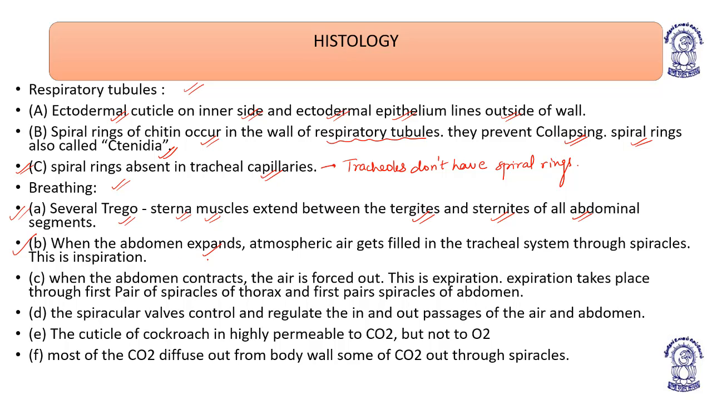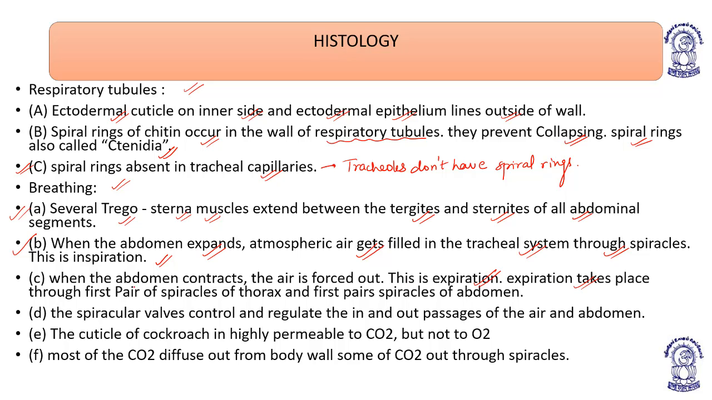When the abdomen expands, atmospheric air gets filled in the tracheal system through spiracles. This is inspiration or inhalation. When the abdomen contracts, the air is forced out. This is exhalation or expiration.